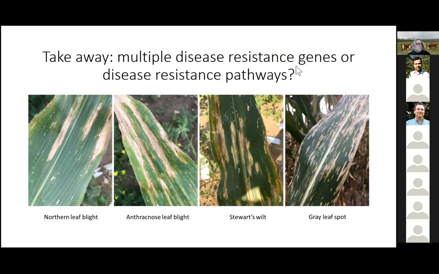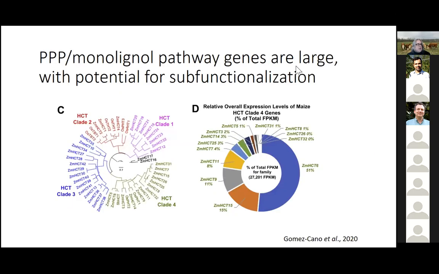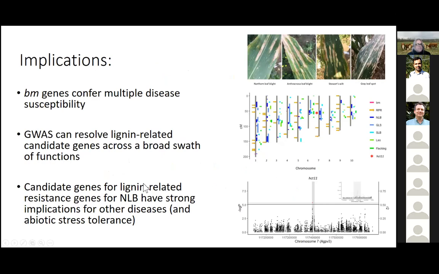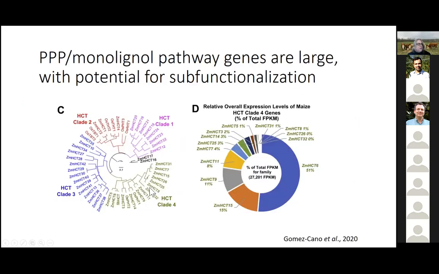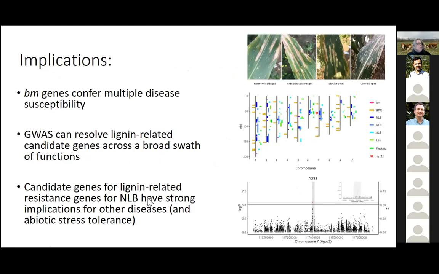A case in point is HCT11, which is a really good example, because not only was it identified for northern leaf blight and gray leaf spot, but it's also a target of the protection that Rory Sawyer's group has identified. So this has a potential for abiotic and biotic stress tolerance.